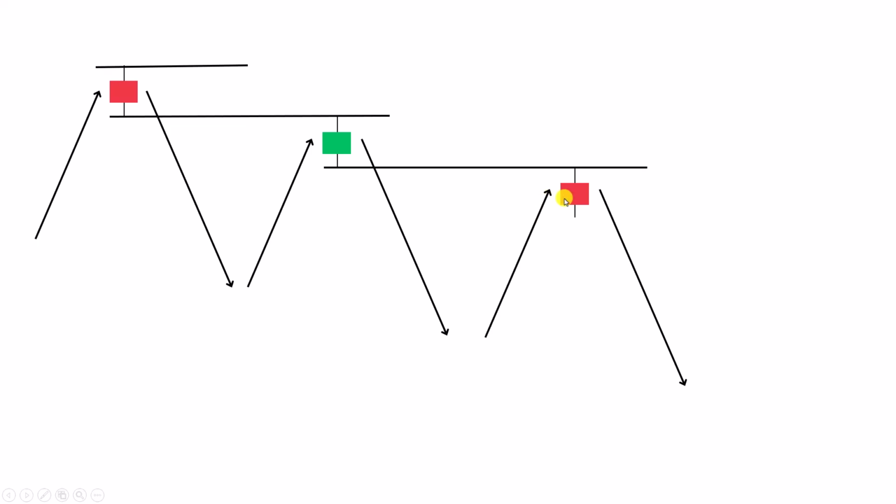Now here is one more setup. We have rally base drop, and this drop has broken the previous swing, and so we have one more zone here, and if the price comes back to this level, we will take an entry hoping that the price comes down. Is it clear? So this is how we trade in the market.